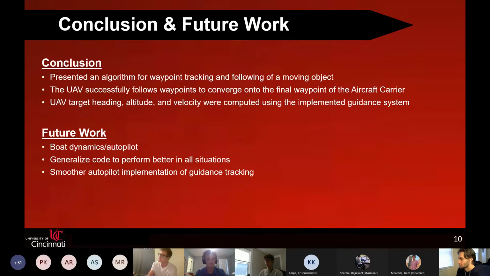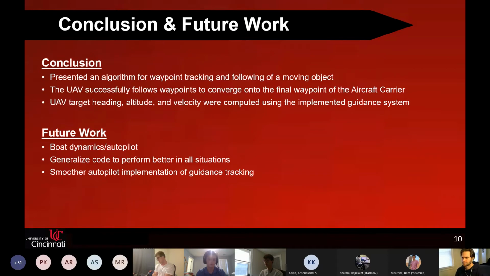So in conclusion with what we did, we were able to present an algorithm for creating waypoints and then also tracking those waypoints in a continuous system. So if the ship was not moving, you would just have set waypoints, but obviously the ship is moving. So you need your waypoints to update. And then from those updating waypoints, you need a way for the UAV to find out when it is at a waypoint to go to the second waypoint.